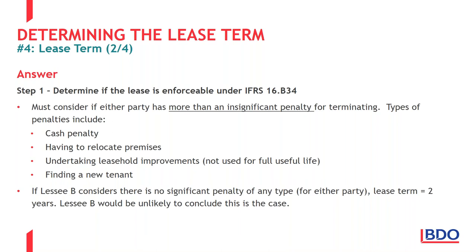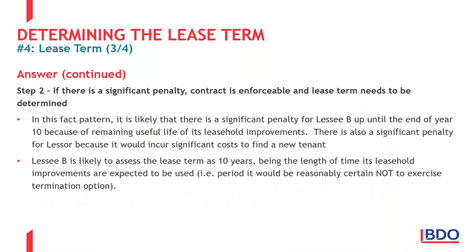Now, what's important in this situation is that we have to first of all look at step one: is it enforceable? However, there's a step two. And step two is if there is a significant penalty. Now, based on the facts that we've got here, I think there's a significant penalty because we've made the leasehold improvements and the lessor would have to find a new tenant at significant cost. So actually, when we look at the fact pattern that we've got here, it is likely that there's a significant penalty for lessee B up until the end of year 10 because of the remaining useful life of the leasehold improvements. There's also a significant penalty for the lessor because it would incur significant costs to find a new tenant. Now, lessee B is likely to assess that the lease term, therefore, is 10 years, being the length of time its leasehold improvements are expected to be used.